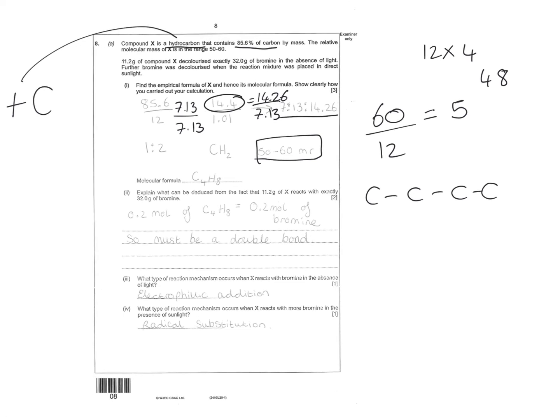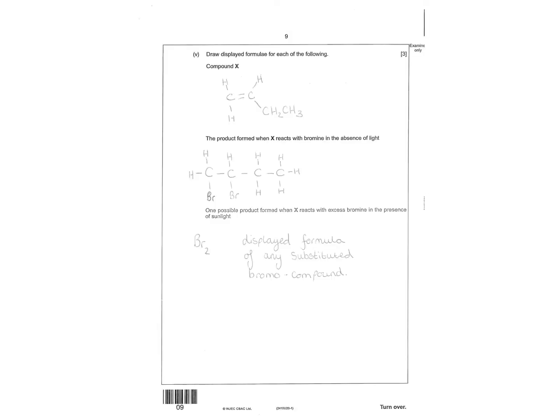Okay. Explain what can be deduced from 1.2 grams reacting exactly with 32 grams. So 0.2 moles equals 0.2 moles, so there must be a double bond. What type of reaction? In the absence of light it is electrophilic substitution. In the presence of light, thinking about UV light, it is free radical or radical substitution.